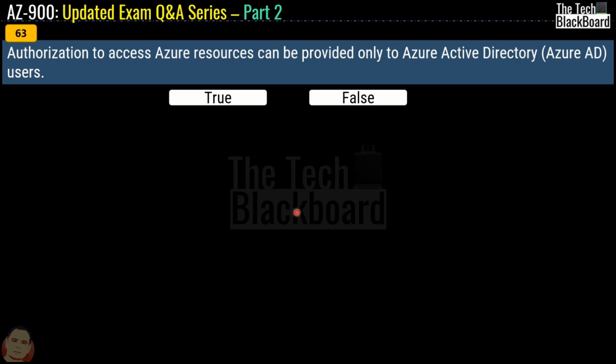Moving on with question number 63. This says that authorization to access Azure resources can be provided only to Azure Active Directory users. Is it a true or a false statement? The correct answer is it's a false statement.